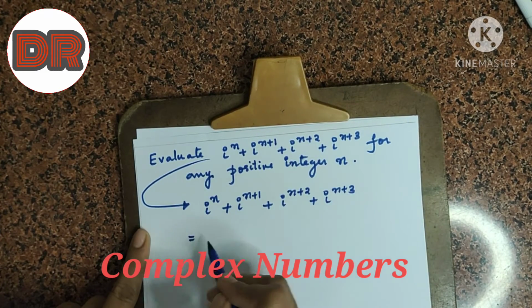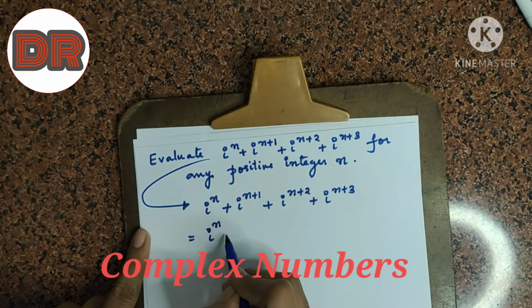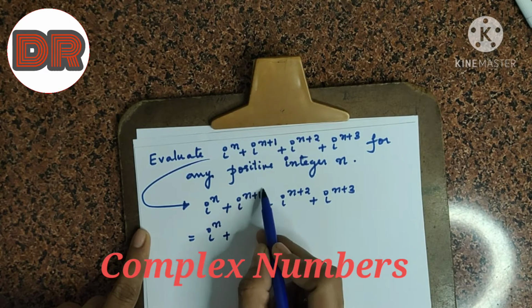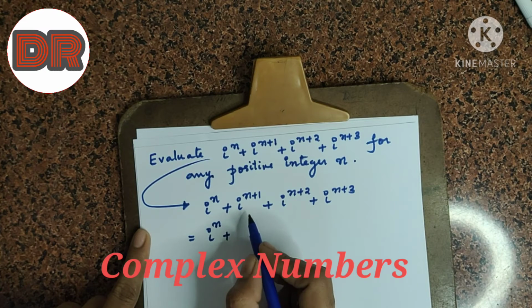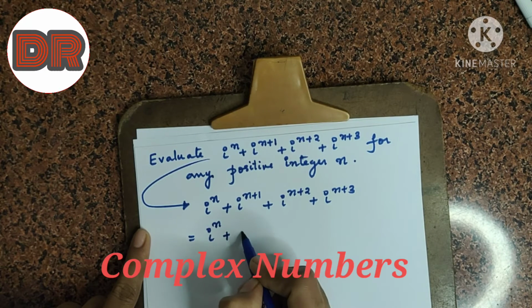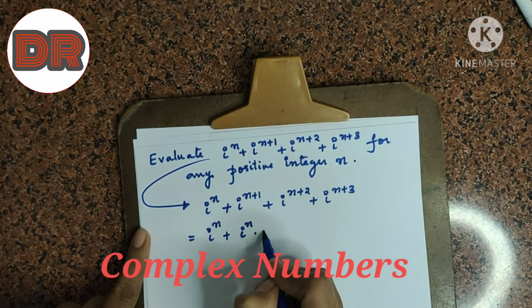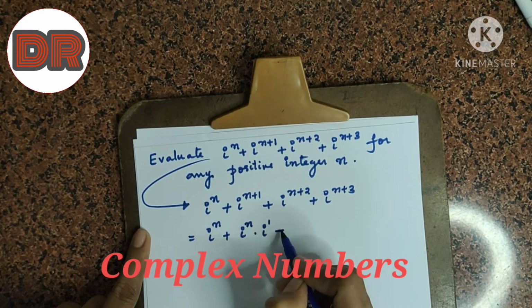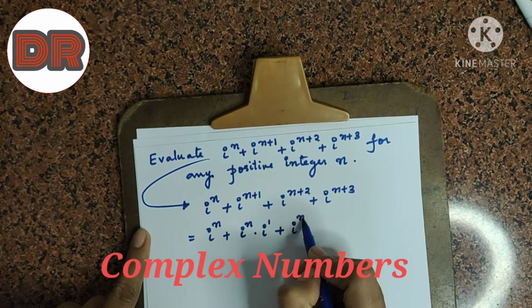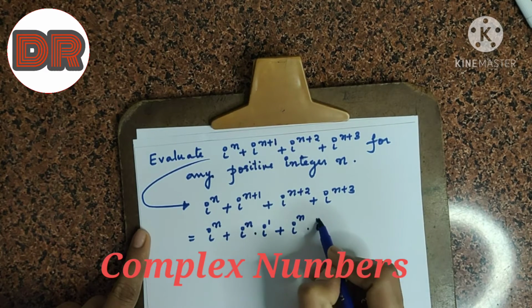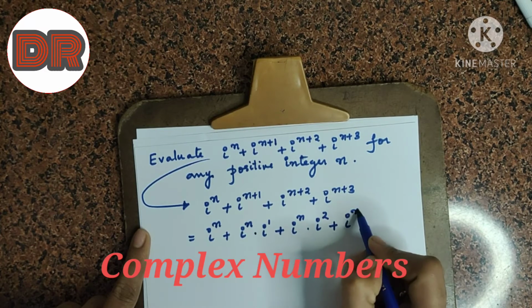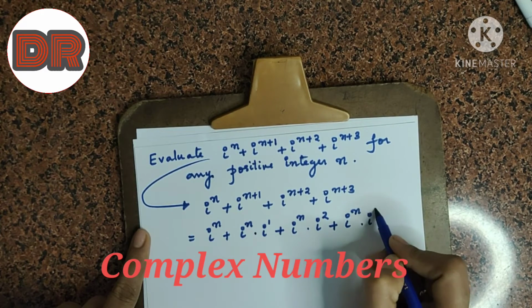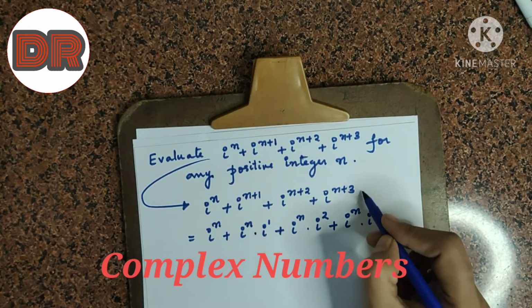Now from this, it is i to the power n plus, now this power n plus 1 can be split into two powers with the same base, that is i to the power n into i to the power 1, plus i to the power n into i to the power 2, that is i square, plus similarly i to the power n into i to the power 3. How did we do this?